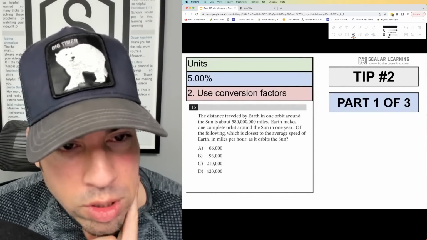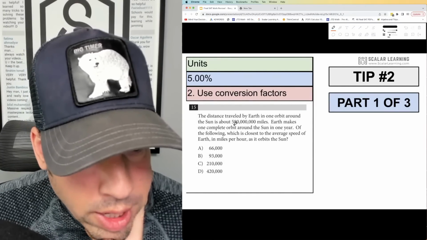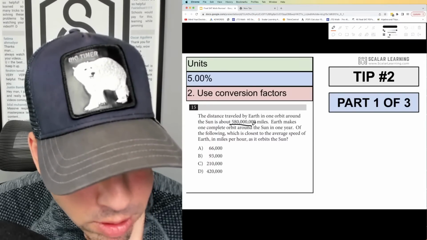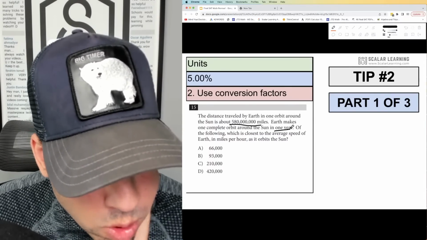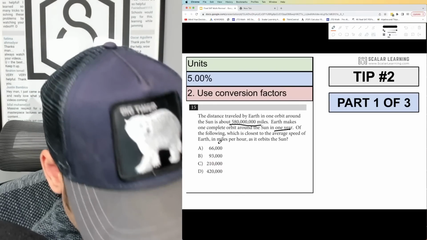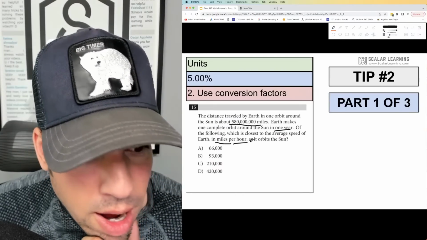Tip number 2, use conversion factors. Okay, so check this out. Distance traveled is this many miles, and it makes an orbit in 1 year. Of the following, which is close to the average speed in miles per hour?